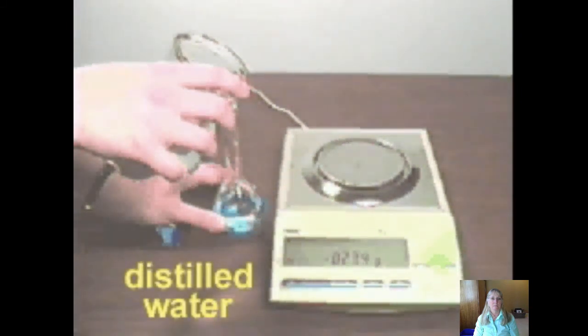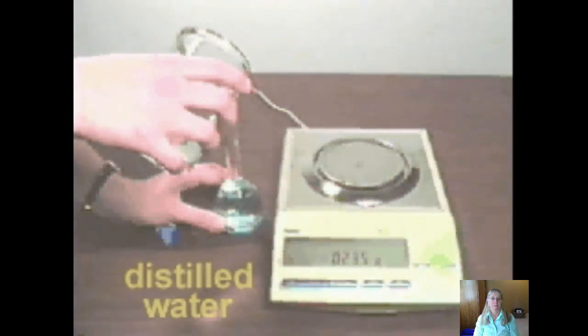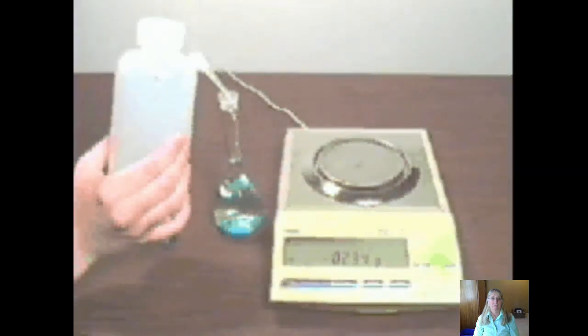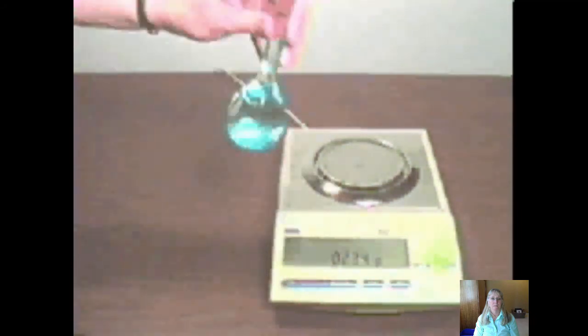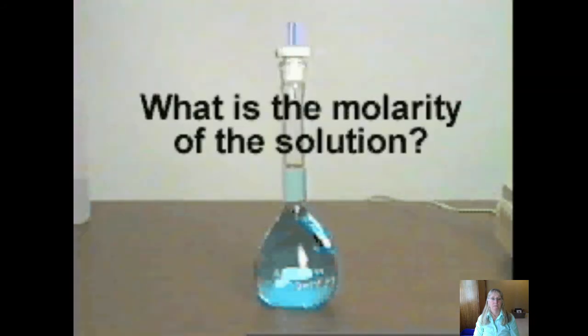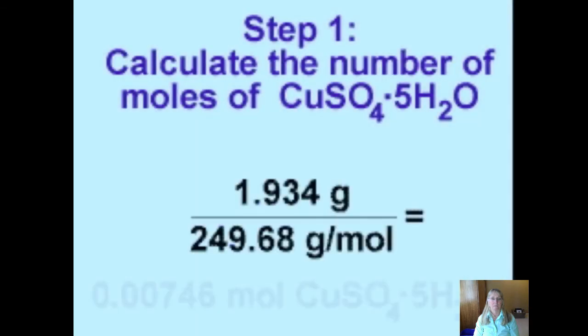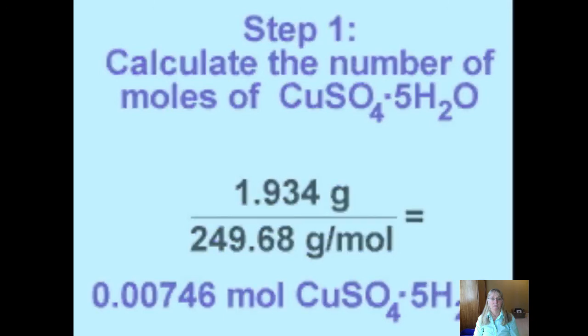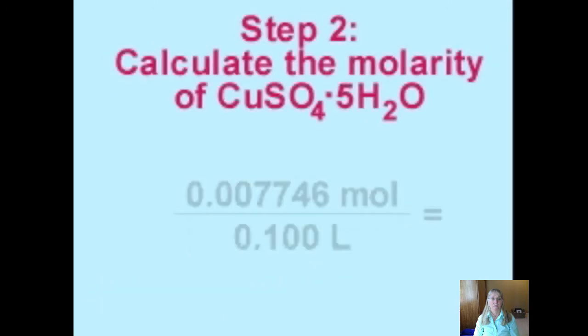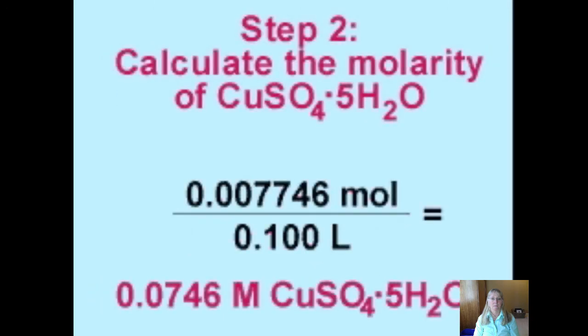Distilled water is added to bring the solution level up to the mark on the neck of the flask. The flask is shaken carefully to dissolve all the solid. What is the molarity of the solution? First, calculate the number of moles by dividing the mass by the molecular weight. Next, calculate the molarity by dividing the number of moles by the volume.